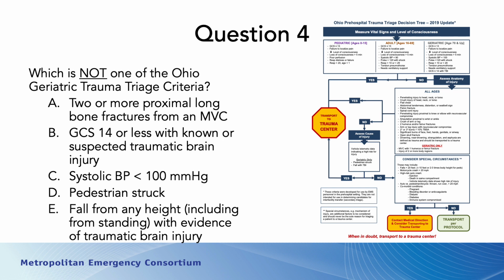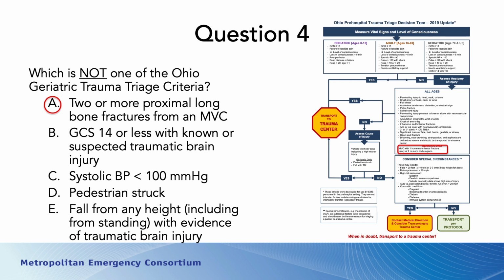So if we look at the Ohio Triage Guidelines, this is what we have published. I know it's kind of small, but if you look at the protocol, you get better detail. And down here under the red box, one of the specific criteria is an MVC with 1 humeral or femur fracture. So really the correct answer is A. This is the one of the options that is not consistent with the Geriatric Ohio Trauma Triage Guidelines. It is not 2 or more proximal long bone fractures, it's 1 or more. And long bones are considered the humerus or the femur.